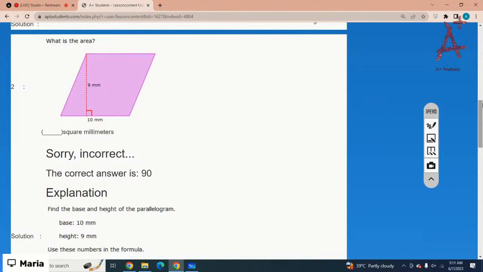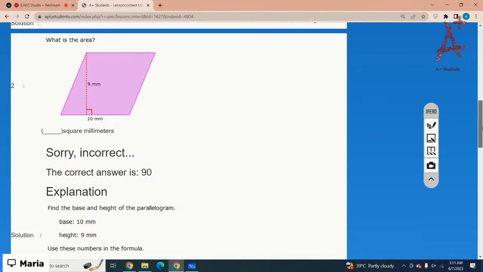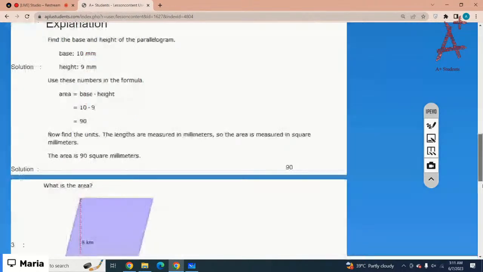You just have to do base times height. You have to do 10 times 9. That would be 90. Let's just start with the practice questions.